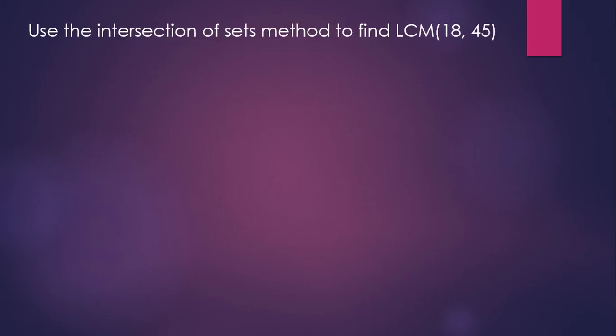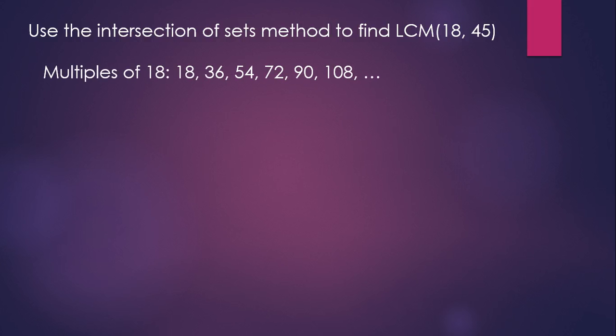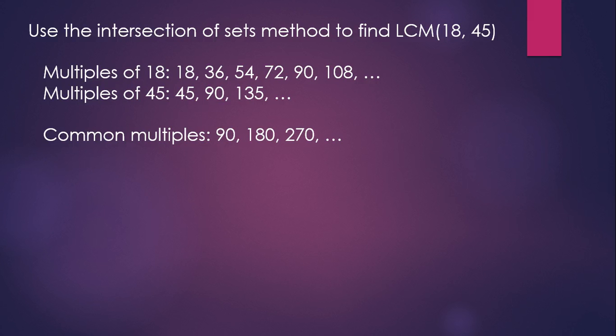Use the intersection of sets method to find the least common multiple of 18 and 45. So we need two sets of numbers. One is the multiples of 18, and the other is the multiples of 45. The common multiples of those two sets start with 90 and then continue on with all of the multiples of 90. But the least common multiple would be the smallest of those common multiples, which in this case is 90.